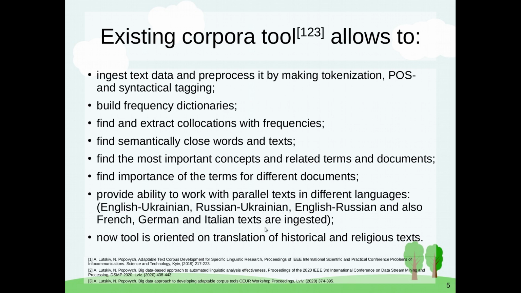Now the tool is oriented on translation of historical and religious texts. That's why training data sets will also be chosen according to these criteria. Also, it is important to notice that this tool resolves the topic modeling task by using latent semantic analysis. This machine learning technique is depicted in our previous works.